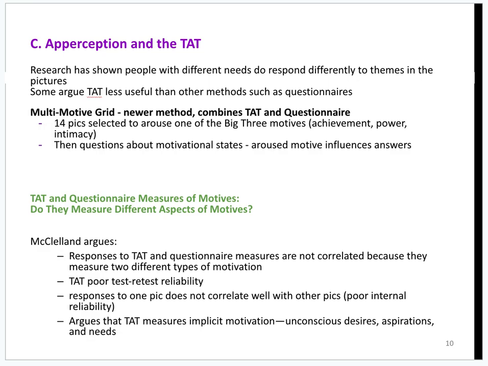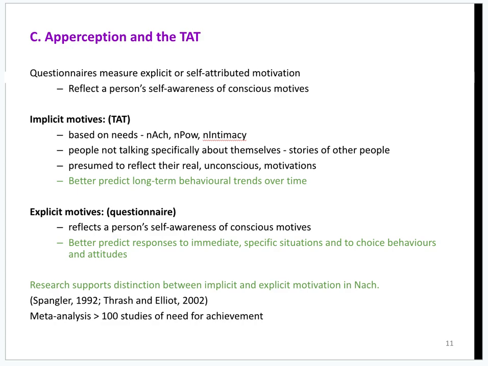And what that basically means is that one of them, the TAT, is measuring implicit motivation, so unconscious desires, aspirations, and needs, whereas the survey is measuring explicit motives. It reflects a person's self-awareness. If you're going to be reporting on your motives by yourself, then they're conscious motives because you're aware of them. So it's reflecting their self-awareness of their conscious motives. So it's two different things.